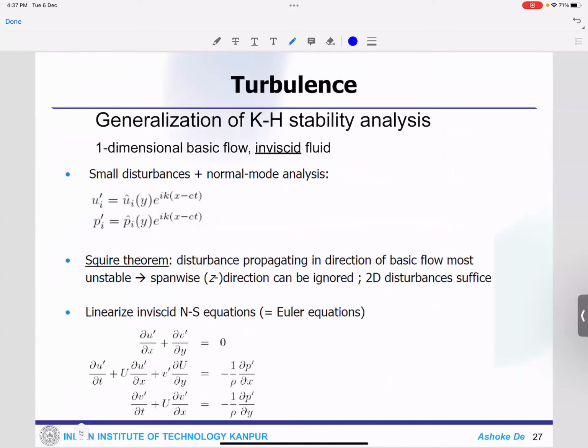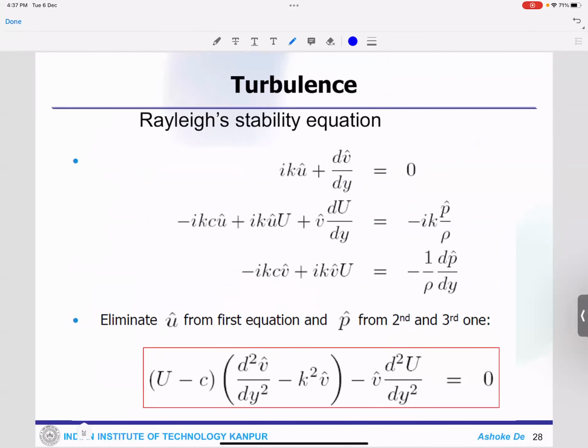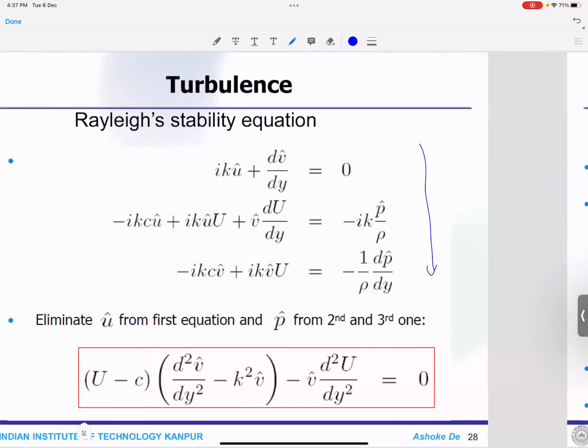Now, as I said, you have a base flow field, then you add some small perturbation. If you start with the inviscid flow, that's how the modal analysis is done, and these are the linearized Navier-Stokes equations, or you can say the Euler equation that you get. So you don't have the viscous term here. Then if you extend this further, you get the Rayleigh stability equation, which is solved as an eigenvalue problem.